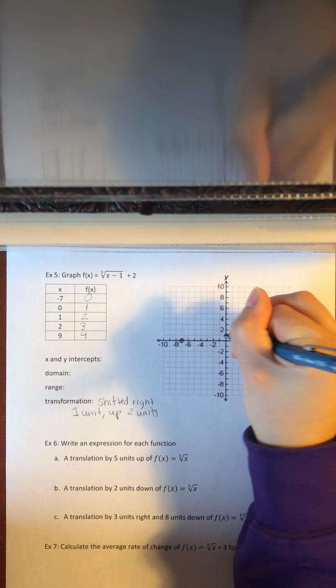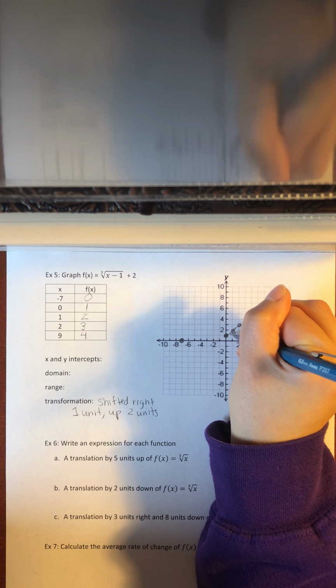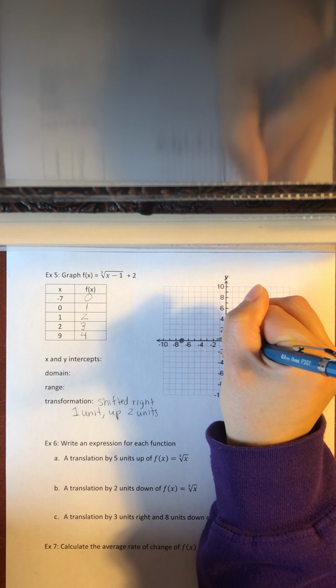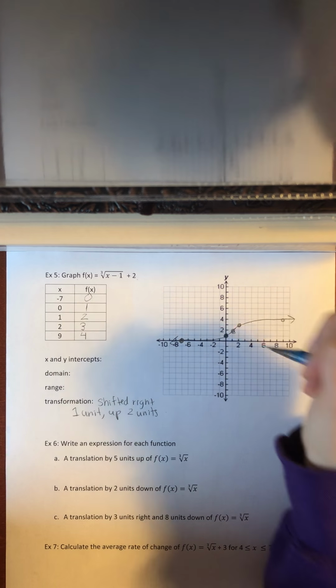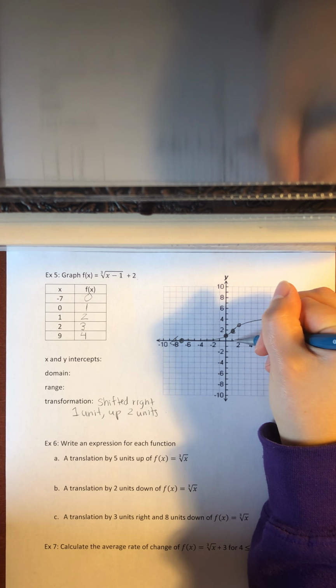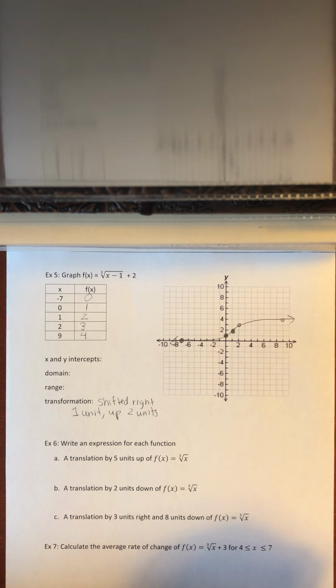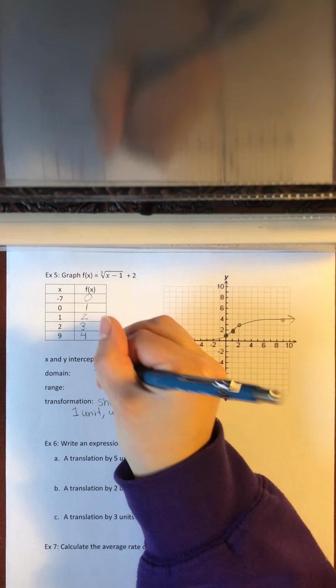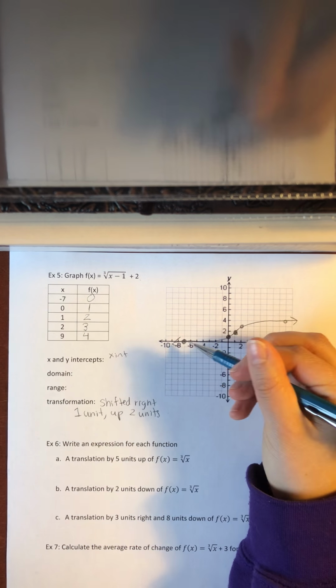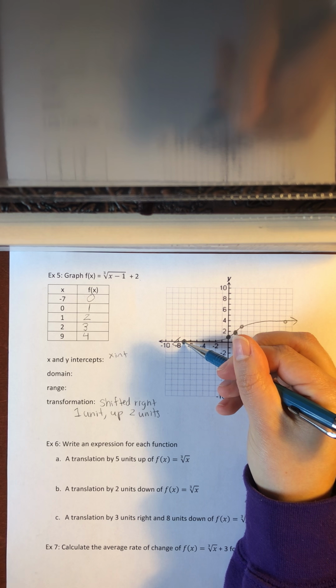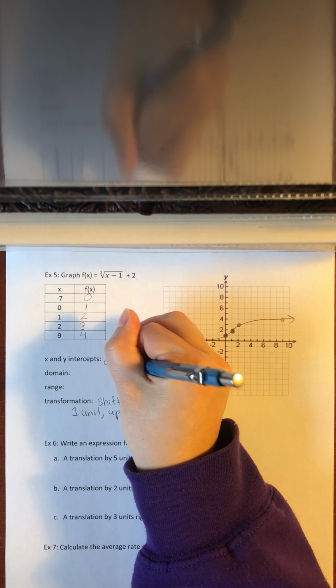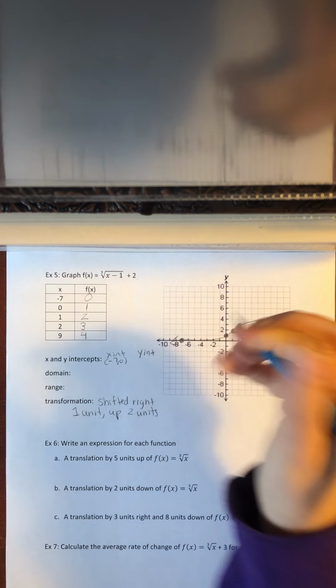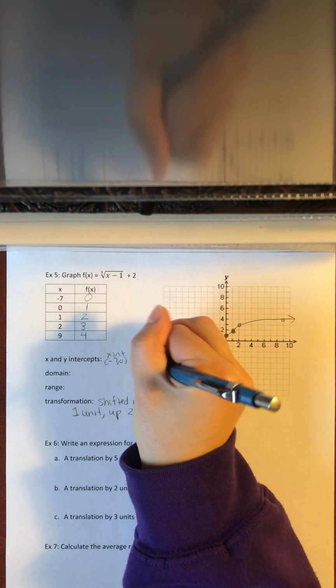As you can see, it's shifted up 2 units, because here's that center point, right? And then it's shifted right 1 unit. Okay. X-intercept is -7, 0. Y-intercept is 0, 1.